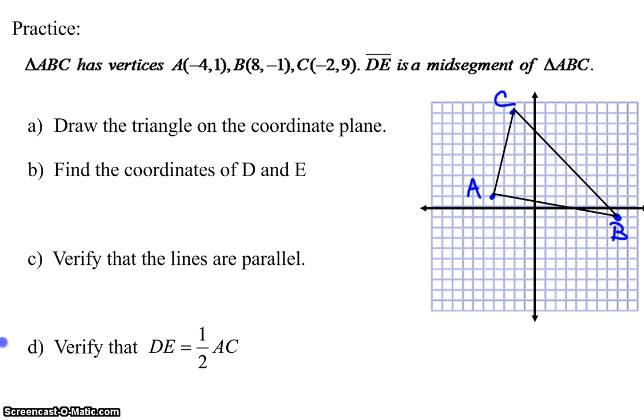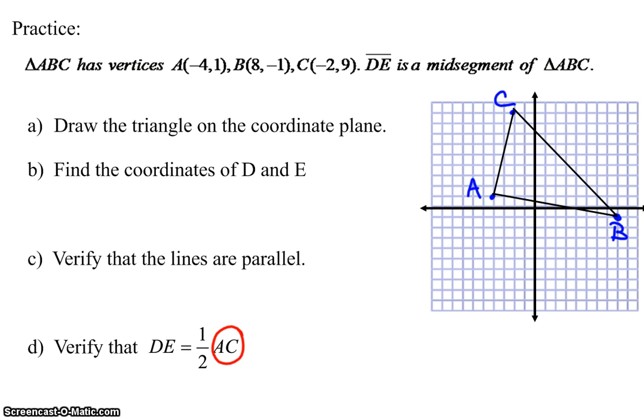The triangle is on the coordinate plane. Now it says DE is a mid-segment. Well, there are three. The mid-segment could either be parallel to AC, AB, or BC. Because in our problem we want our mid-segment parallel to AC, that means I need to find the midpoint of segment BC and the midpoint of segment AB.